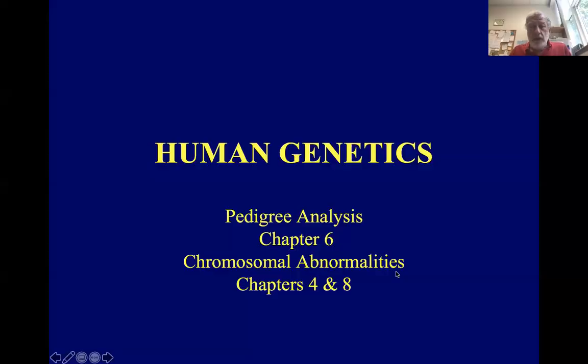Okay, now we're going to do a unit on human genetics. Most of this will deal with pedigree analysis from chapter 6, and we'll discuss chromosomal abnormalities from chapter 4 for sex chromosomes and 8 for autosomes.